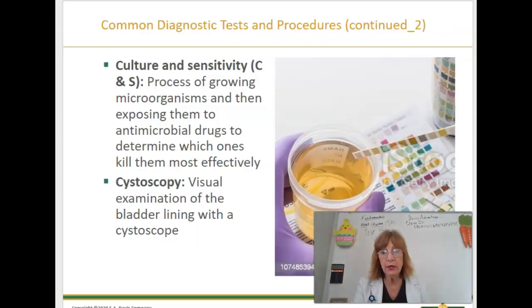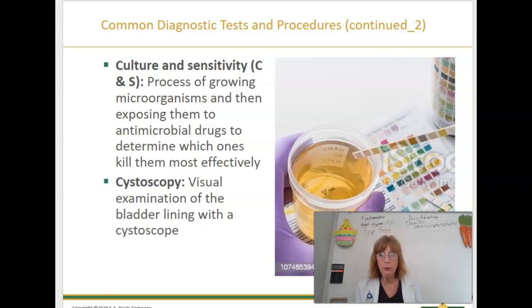Culture and sensitivity, that's the urine, and they use a dipstick. No, I'm sorry, let me back up. The culture and sensitivity is where they take a little bit of urine and put it in a petri dish and let it grow for, I think, about 48 hours. Then they can tell what is growing, what kind of bacteria. The sensitivity means what antibiotic would kill that bacteria. If it says resistant, that means the antibiotic will not work on that bacteria.